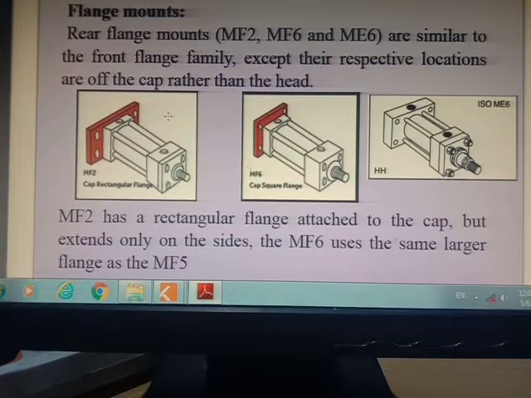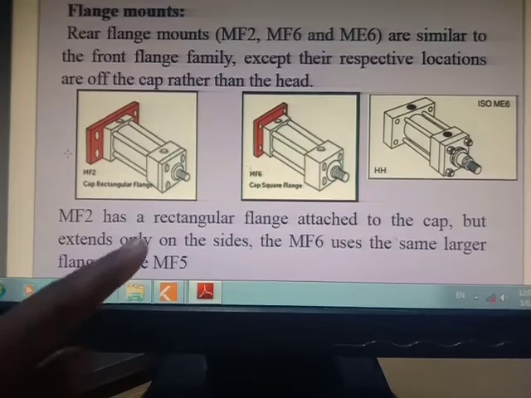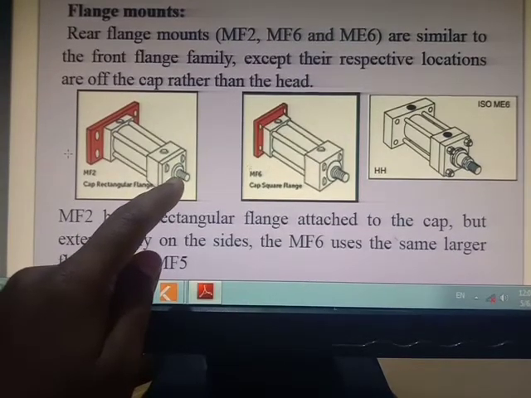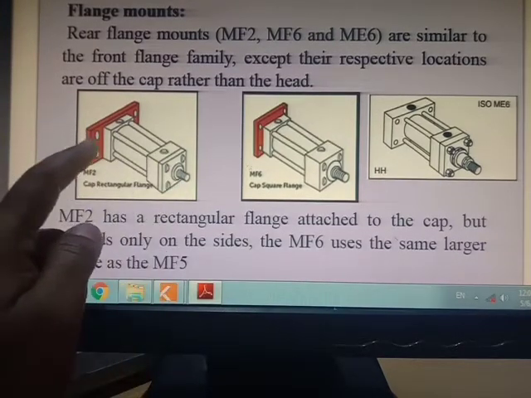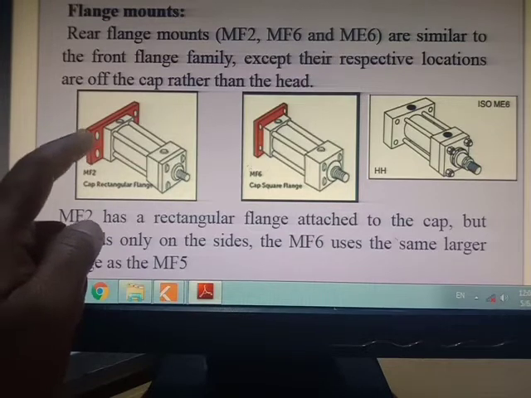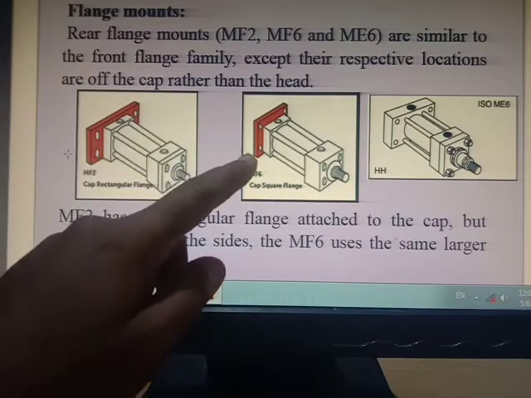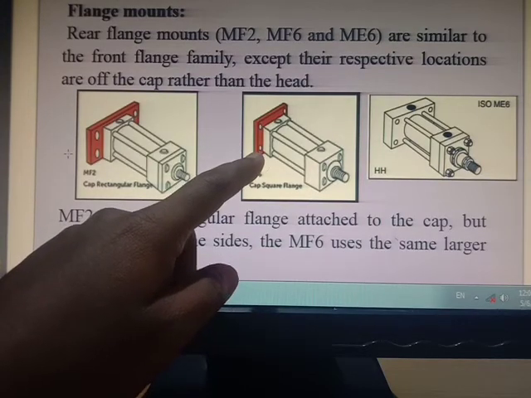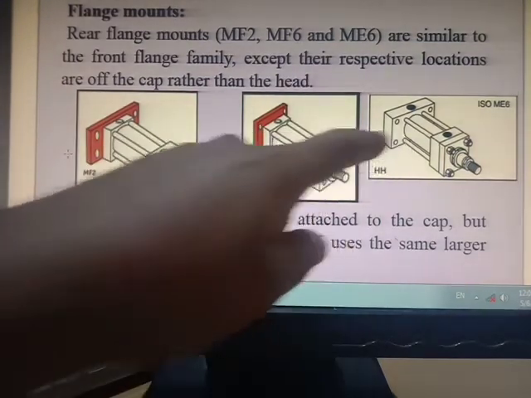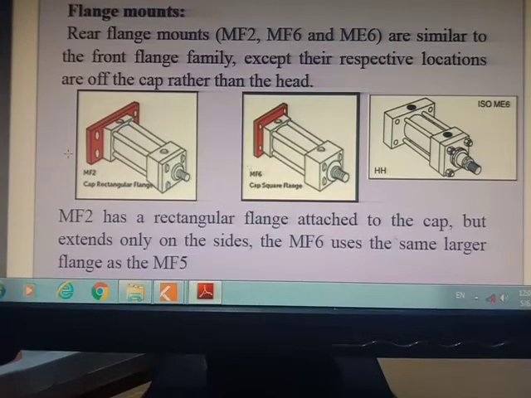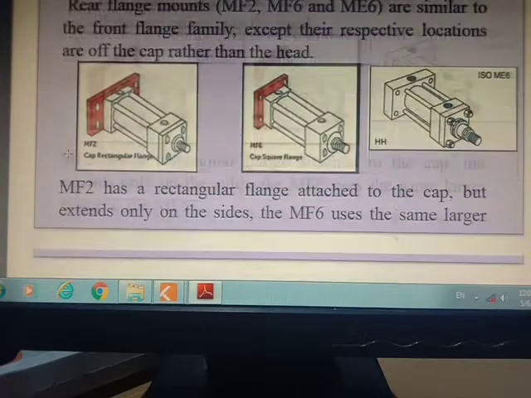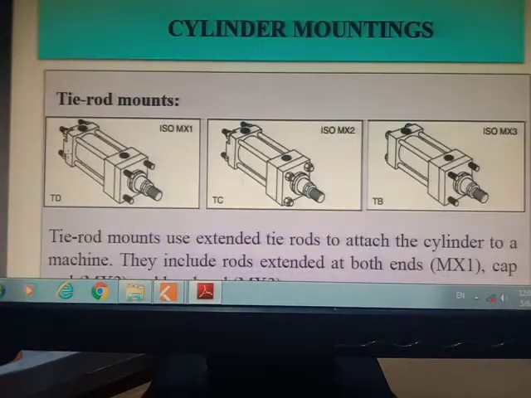So here you can see this is a rectangular mounting. The first mounting was provided on the rod end. Now the flange is provided on the cap end. So here you can see this is the cap end mounting. Red is the mounting. Here also the square mounting is provided, and here also one type of big mounting is provided, right? So these are the mountings.